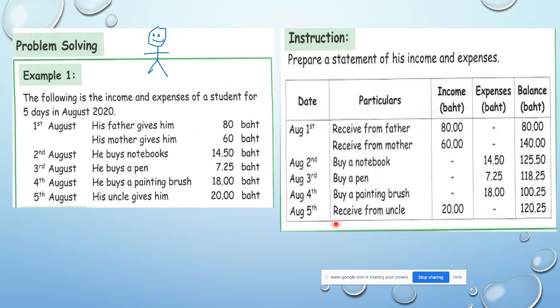Now on the last day, the fifth day, you receive money from your uncle, which was 20 baht. So you get money. That is an income. So if it is an income, you add it to your balance. So it will be 100.25 plus 20. So how much money do you have now? Now you have 120.25. Yes. So after 5 days, you now have 120 baht 25 satang. Did you understand? Yes. It's easy, right?